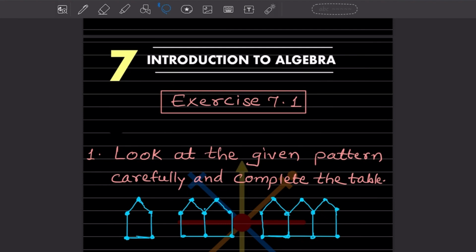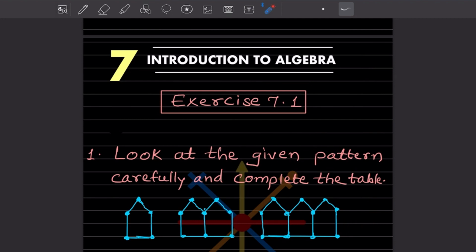So this is the second part of the chapter, the next chapter. The glossary we have done before, and this is the exercise part, the introduction to algebra. So let's start. The first question says look at the given pattern carefully and complete the table. The pattern is given, and now we have to complete the table accordingly.